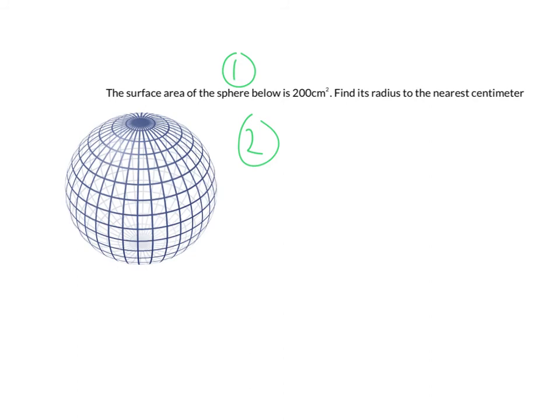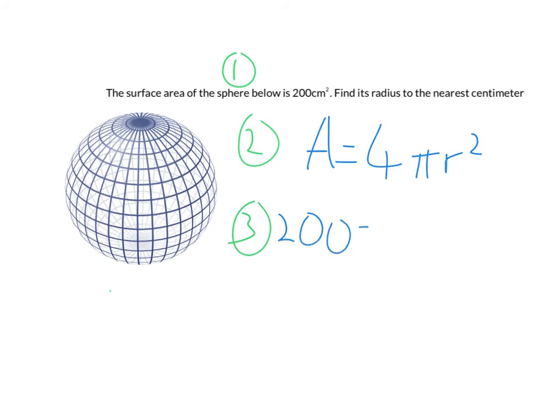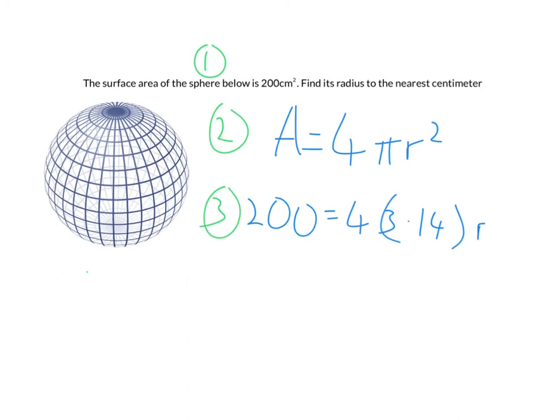So if we're given the area, we probably want to use the formula that has area in it to get somewhere. So we can look in our log tables, and it tells us that the formula for the area of a sphere is 4 pi r squared. Now we can move on to step 3, where we try and fill in what we know here. We know the area is 200. We know that 4 will stay the same. And we aren't asked for anything in terms of pi, so we can actually fill in the decimal version of pi, 3.14. And then the last thing which we don't know is the radius. So we'll leave that as it is.